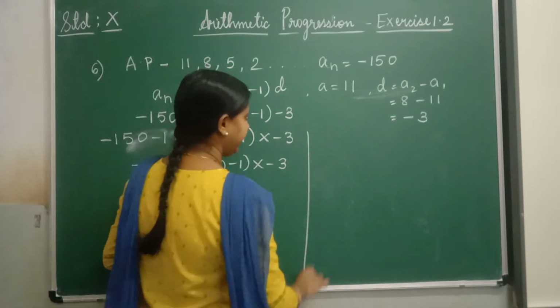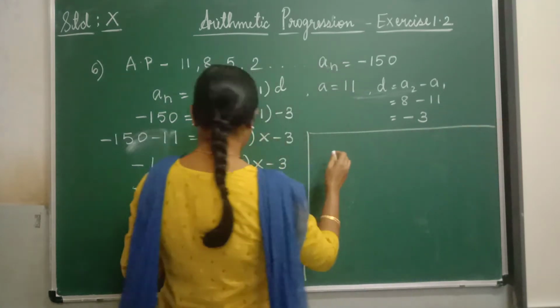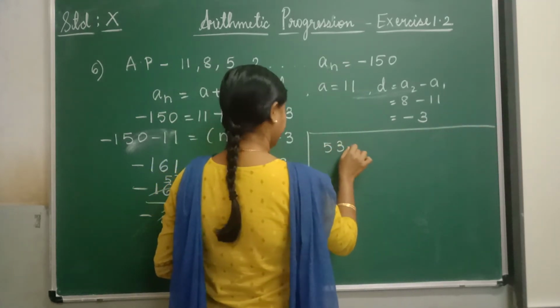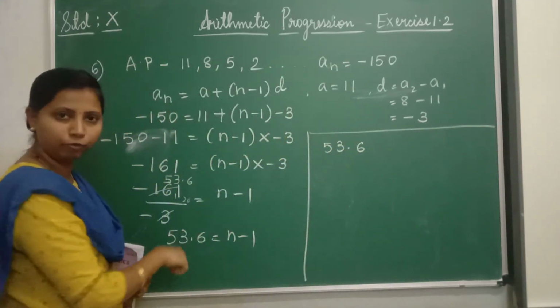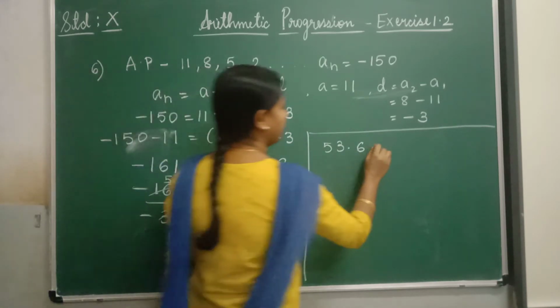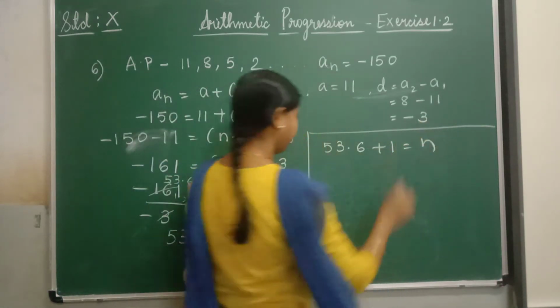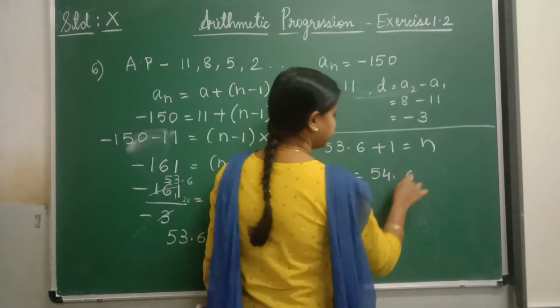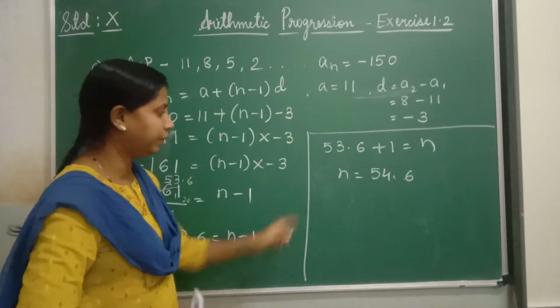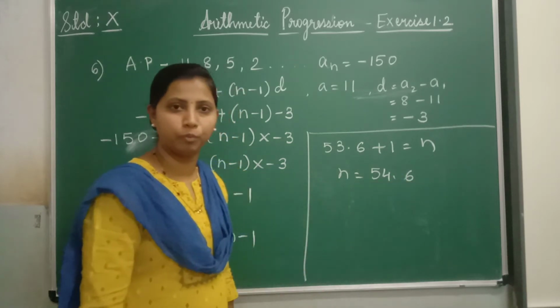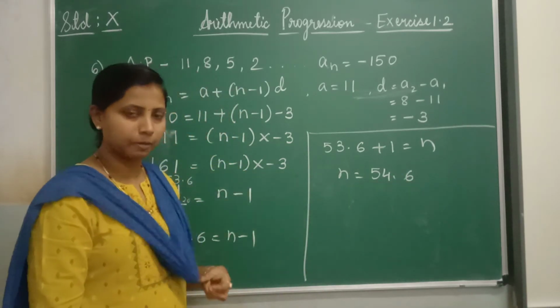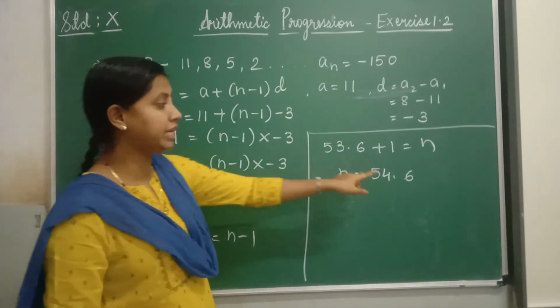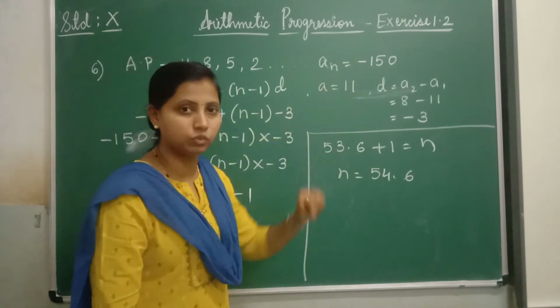If you simplify it further, 53.6, if you bring the 1 to the LHS, you will get plus 1, equal to n. That is n = 54.6. Now what did you get here? n = 54.6. That is, the 54.6th term is -150.